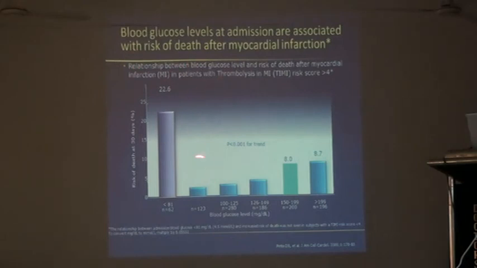This is another very important slide, sharing a U-curve phenomenon. The blood glucose levels at admission are associated with risk of death after myocardial infarction. People who came with MI, their fasting blood glucose, if it was more than 200, the risk of death in 30 days, in 1 month, was around 9. And similarly, the patients who came with less than 81 on admission sugar, say 70, they had much more, nearly 23%, right? So in between, if you had normal-looking sugar, then it was pretty low. It was around 1, 2.